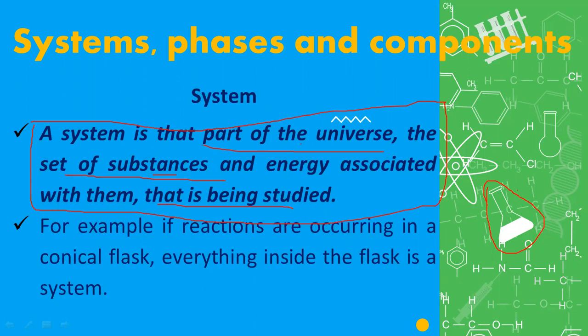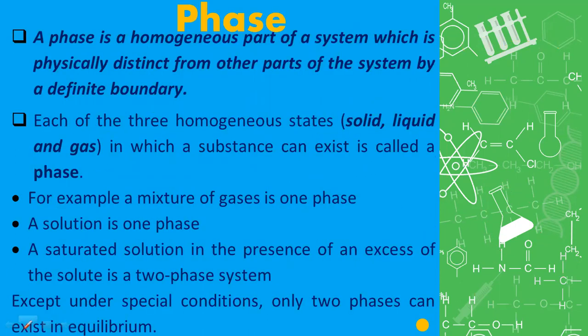You're saying that a phase is a homogeneous part of a system, and I told you what the word homogeneous means. A homogeneous part of the system which is physically distinct from other parts of the system by a definite boundary. I remember giving you an example: if I have ice, liquid water, and water vapor or steam, the three are different phases. We have the liquid phase, the gaseous phase, and the solid phase.